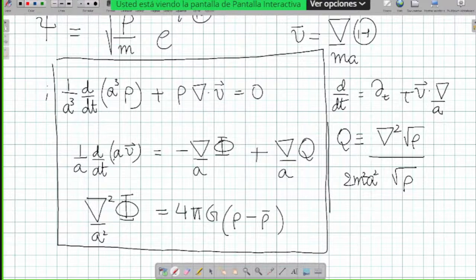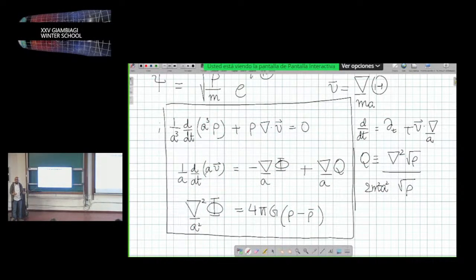Notice this term comes with a lot of gradients. So you should expect the effects to be important when the gradients are important. And gradients are important on small scales, right? We're taking gradients on small scales. So the effect should be more prevalent on small scales than large. And that's what we are going to see will be the effect of this term.